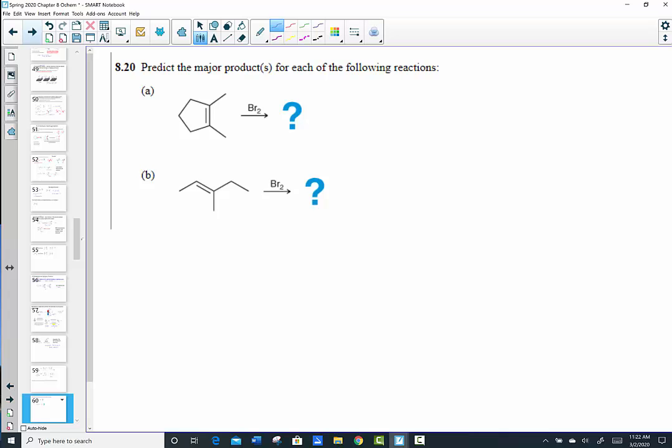Let's predict the major products for each of the following reactions. Give yourself some think time and come back when ready.